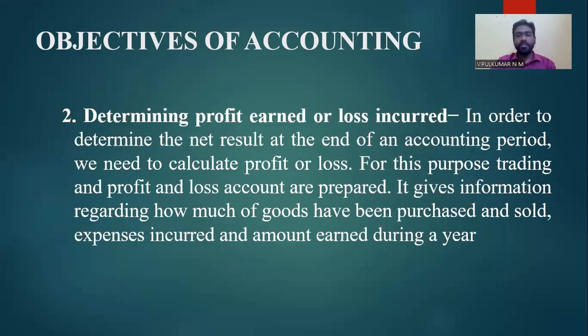The second objective is determining the profit earned or loss incurred. In order to determine the net results at the end of the accounting period, we need to calculate profit or loss. For this purpose, we need a system which should provide the information for understanding the profit or loss earned by the company for the accounting period. We have to prepare the financial statements like income statement and position statement, so that we can understand whether the company is in profit or loss for the previous year.